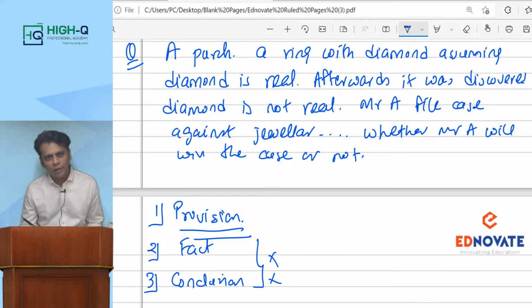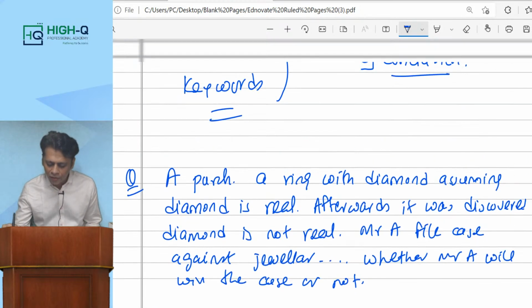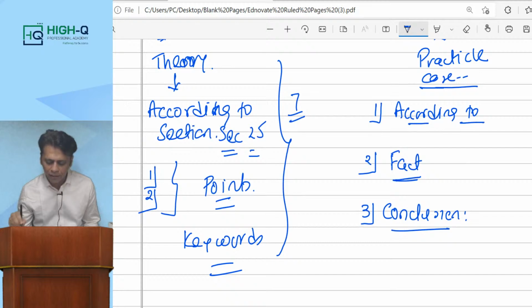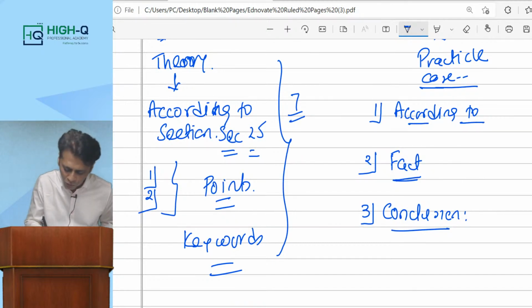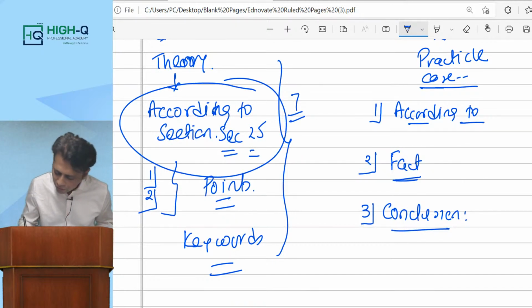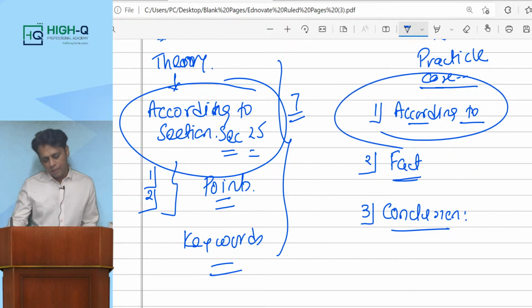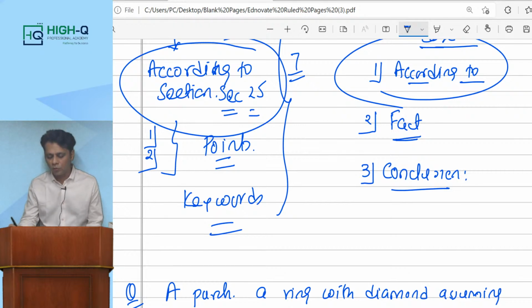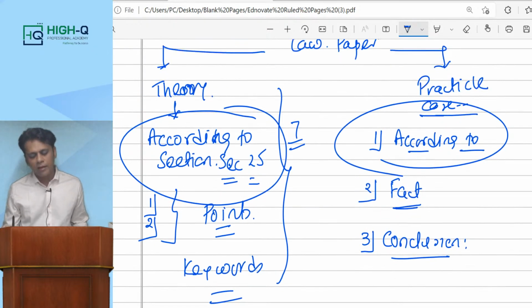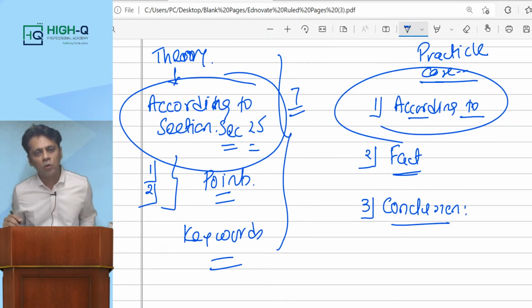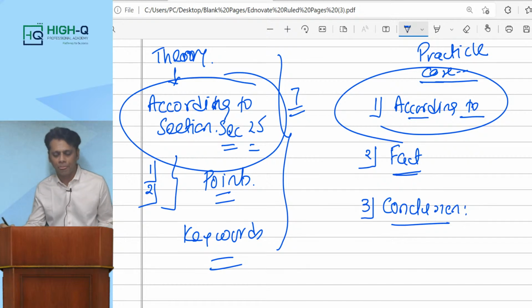Now you got my point. Whether it is a theory question or it is a practical question, you have to write the provision. In practical, two more steps, that is, you have to connect this with the facts and you have to write the conclusion at the end.